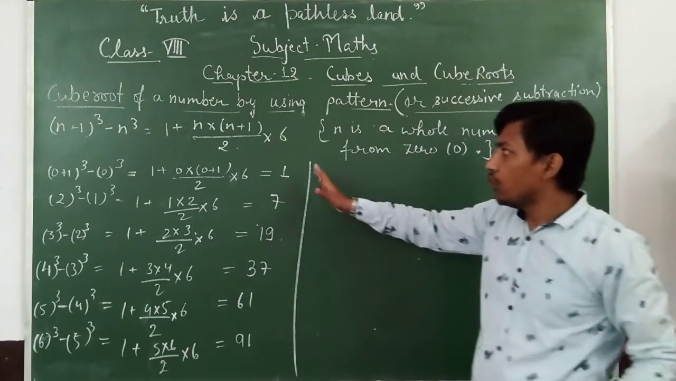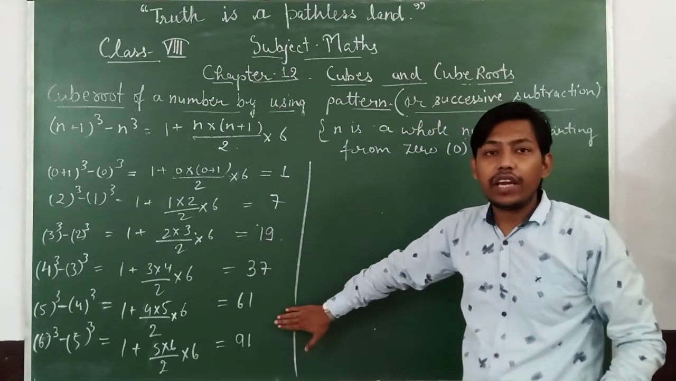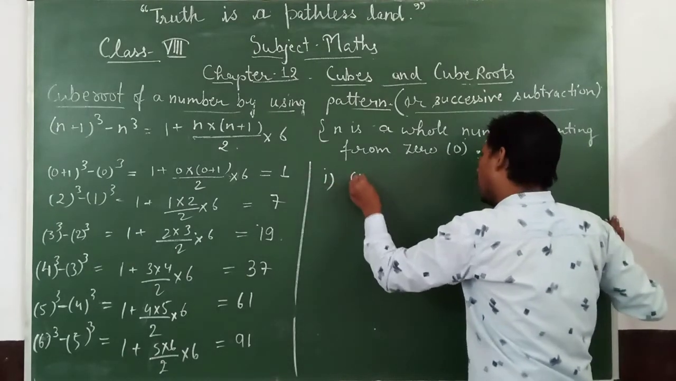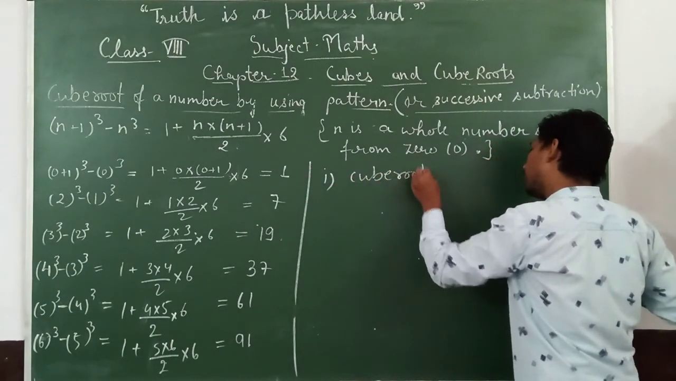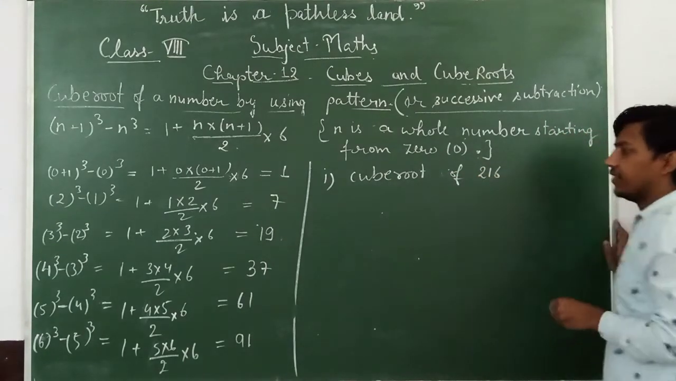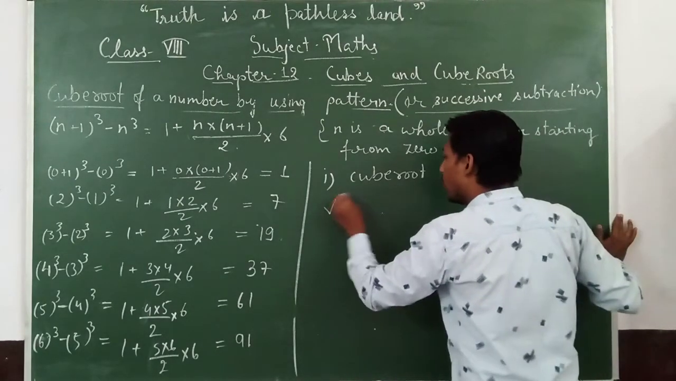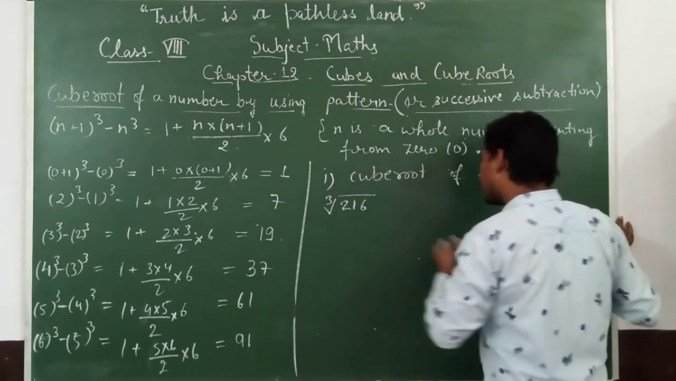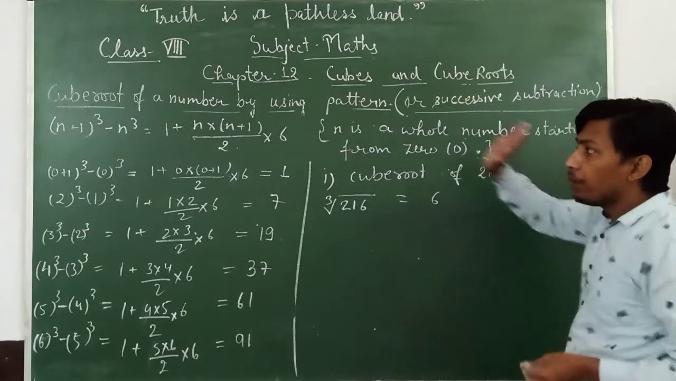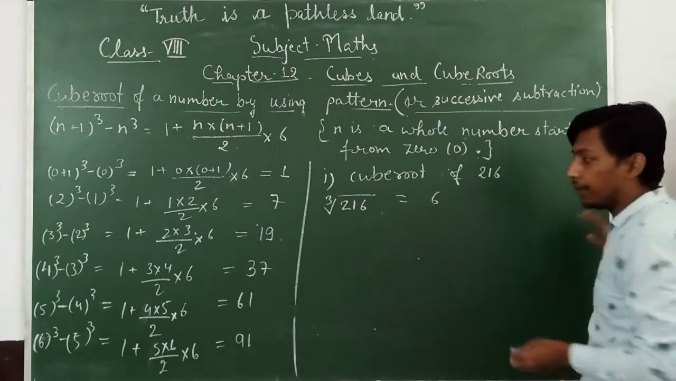How will we find the cube root of any number with the help of these figures? We get it as an answer. Find the cube root of 216. We know that the cube root of 216 is 6, but by this pattern, how can we find it? We will find it by using successive subtraction.